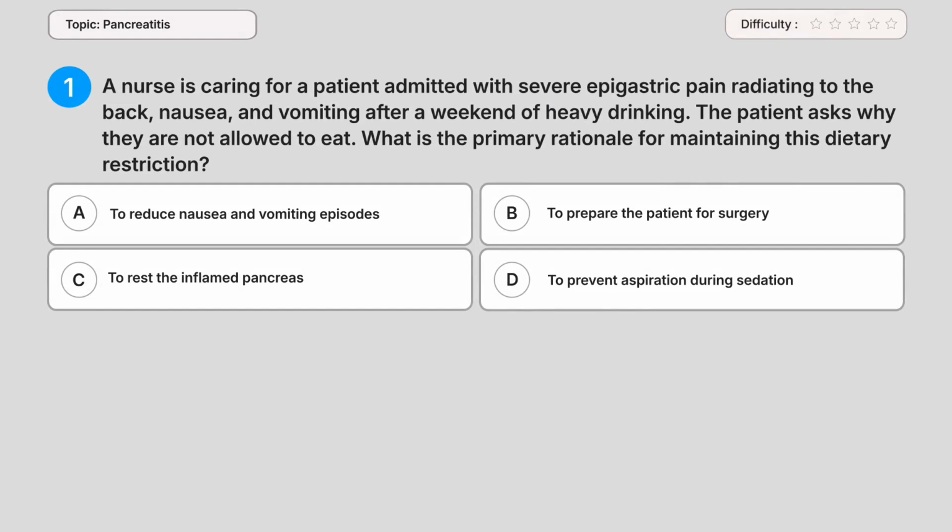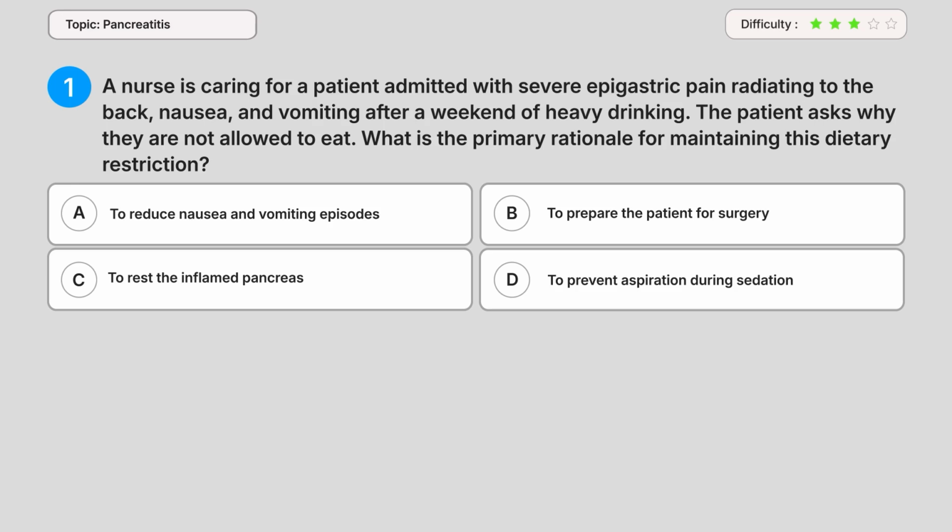1. A nurse is caring for a patient admitted with severe epigastric pain, radiating to the back, nausea, and vomiting after a weekend of heavy drinking. The patient asks why they are not allowed to eat. What is the primary rationale for maintaining this dietary restriction?